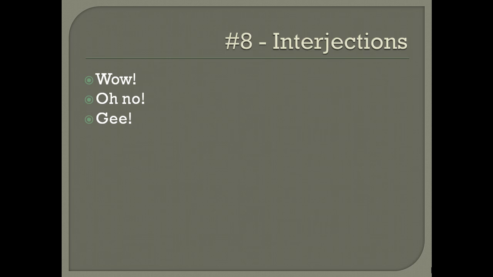And the final part of speech is the interjection. These words do not express any solid information, but rather they interject emotion. Words like wow, oh no, and gee do not typically have a place in academic or professional writing and should be avoided. They can certainly be used with great effect for personal and informal writing, though.